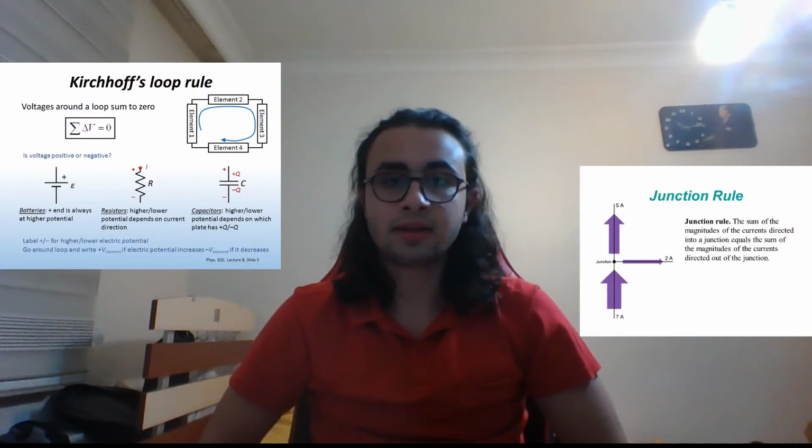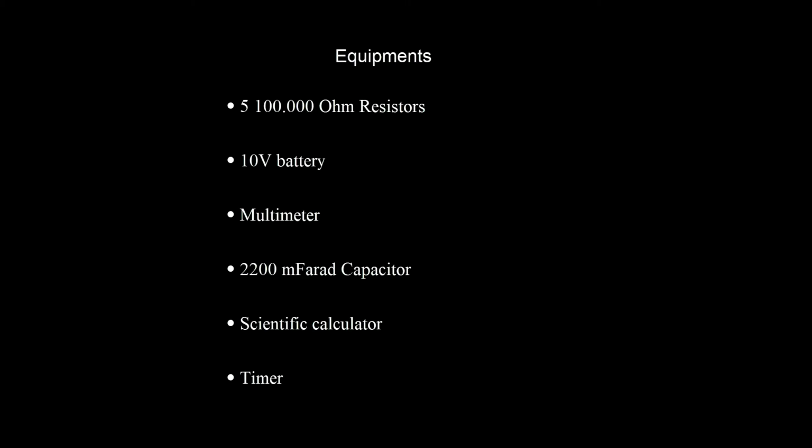The main goal of this experiment is to try Kirchhoff's loop and junction rule in different experimental settings to see if it can be used for circuit analysis in a practical manner.